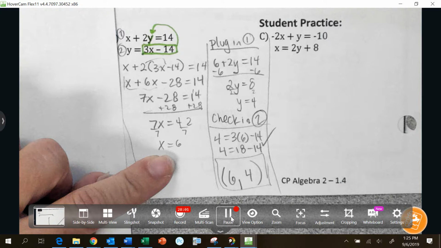You don't have this in the correct format. It didn't check. That means you don't have the right answer. That means you probably made a tiny little silly mistake.